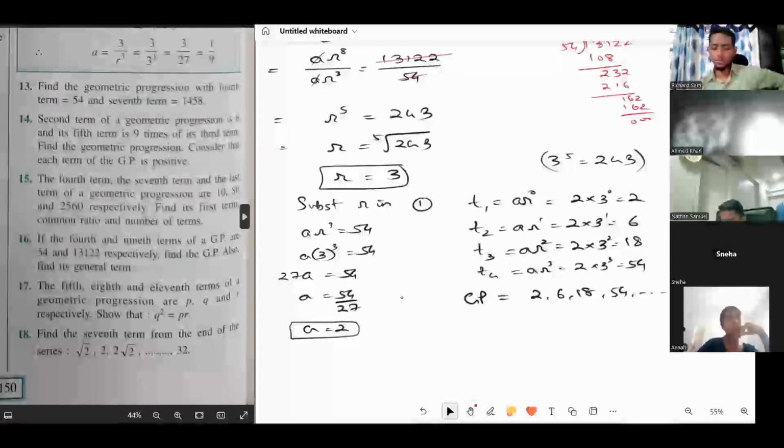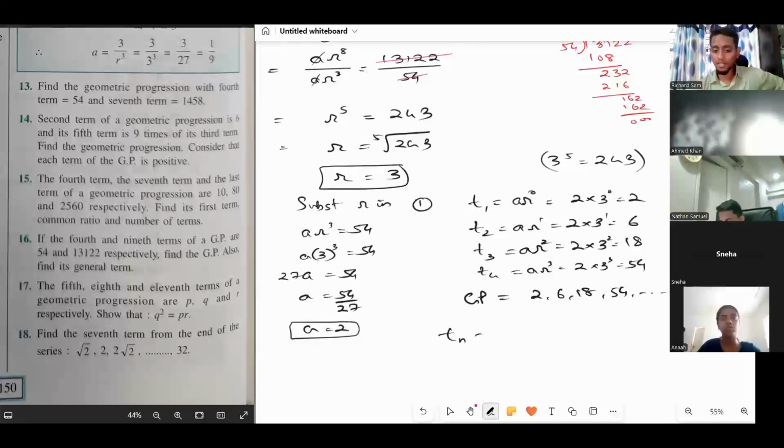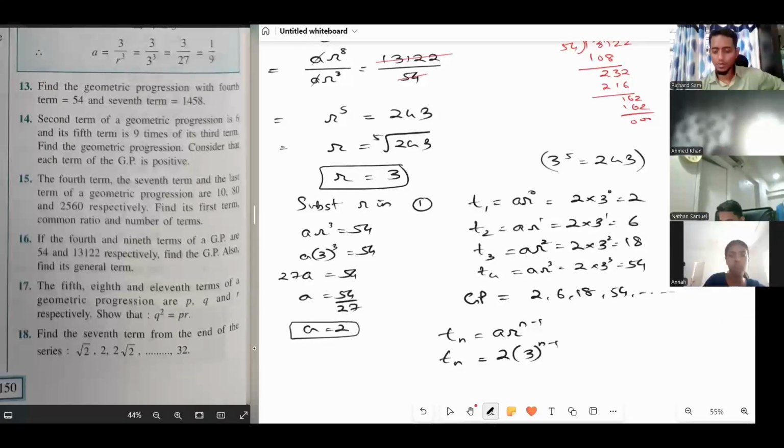Next question is find the general term. So general term means put this value of A and R in the formula. Tn is equal to AR raised to n minus 1. So Tn is equal to 2 into 3 raised to n minus 1.